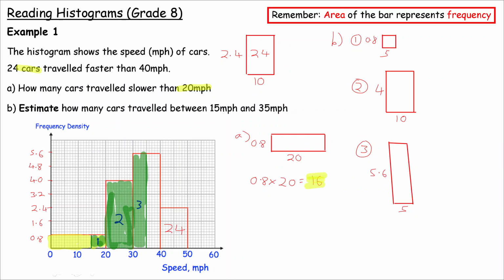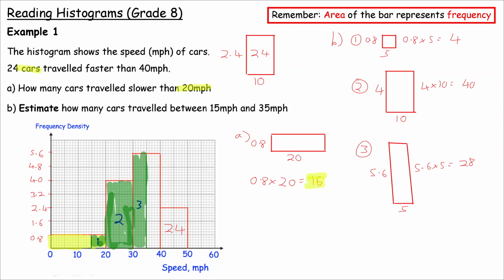So the first one is 0.8 multiplied by 5, which is 4. So there's 4 cars in that first bar. We've then got this one, 4 times 10 is the area of that rectangle, which is 40. And your last one, 5.6 multiplied by 5, is equal to 28. So you've got 4 cars in the first one, 40 and then 28.